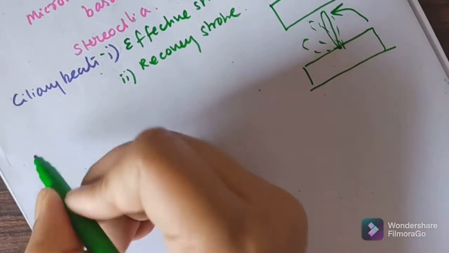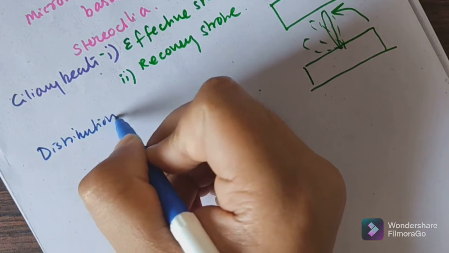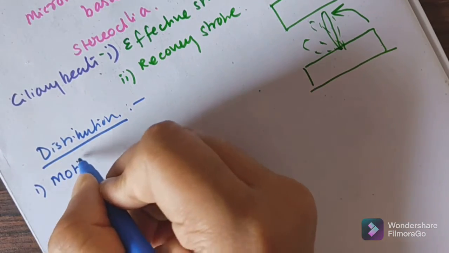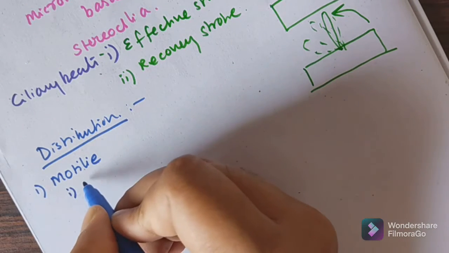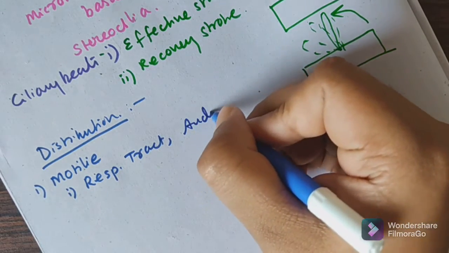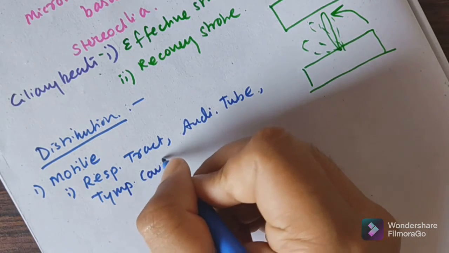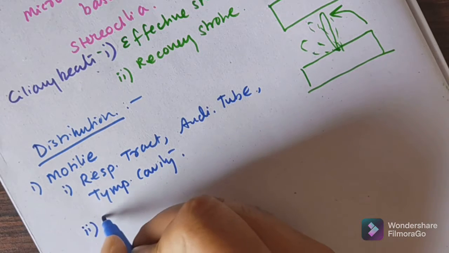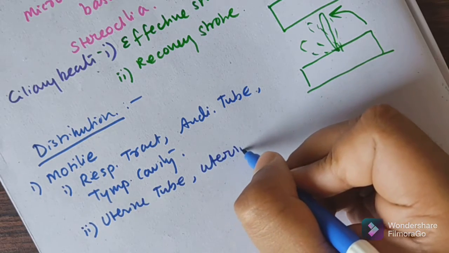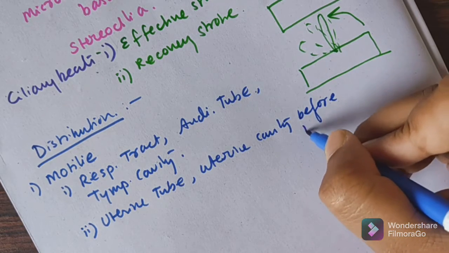Now we'll talk about the distribution on the basis of motility of cilia. The motile cilia are found in the respiratory tract, the auditory tube, the tympanic cavity, the uterine tube, the uterine cavity, before puberty. This must be noted.